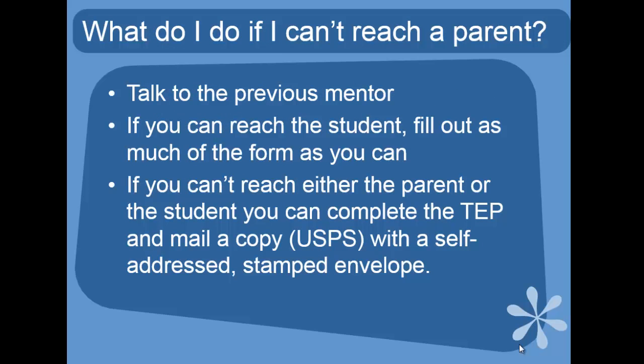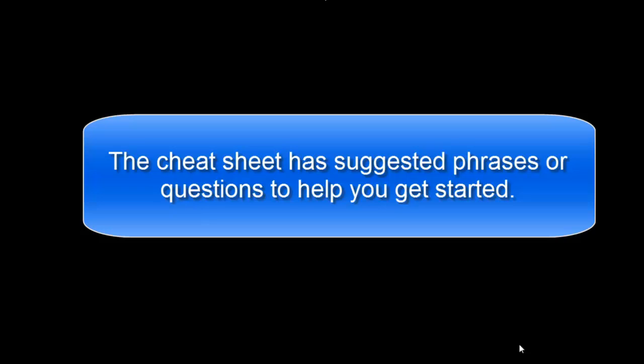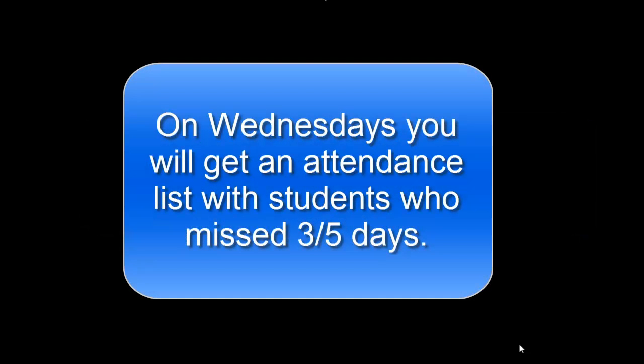What do I do if I can't reach a parent? The first suggestion I have is to talk to the previous mentor. And that could be the mentor that the student had this year, or it could be looking back and finding the mentor the student had last year. And if you can't reach either parent or the student, you can complete the TEP and mail a copy with a self-addressed stamped envelope. As I mentioned before, you will get a cheat sheet with questions. You will get the attendance that has the 3 out of 5 days. You'll get a list of those kids.